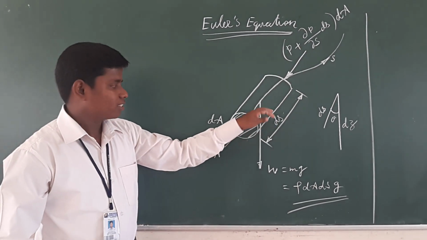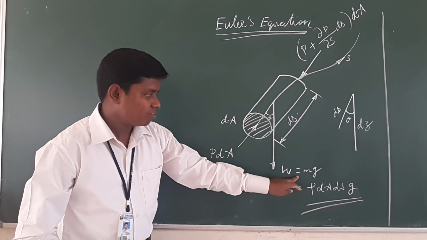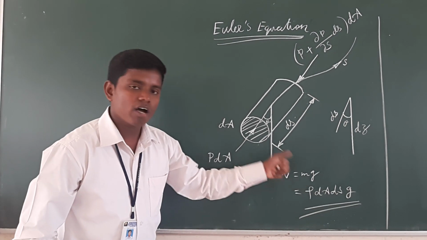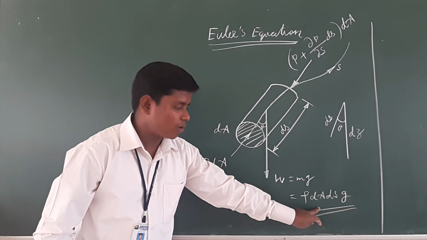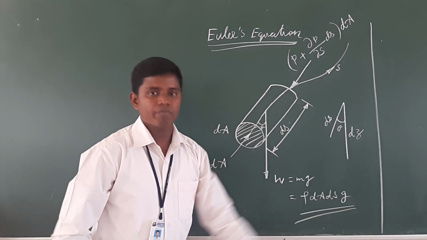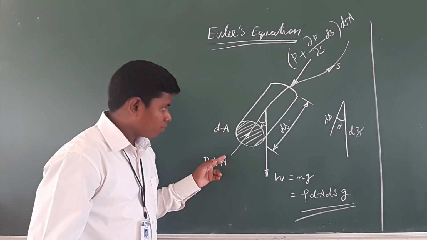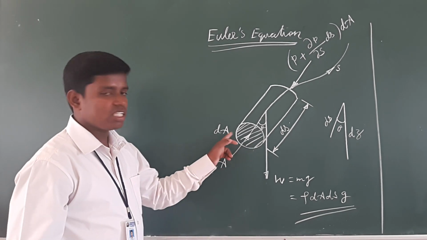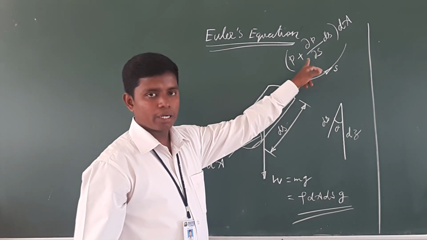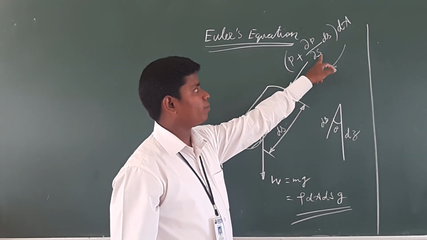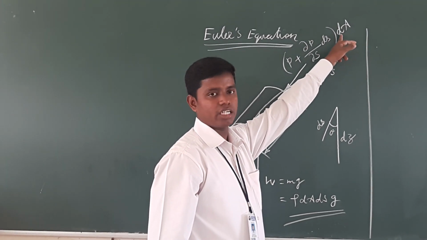On this element, the gravitational force will be acting towards the earth's surface, which is W, which equals mass into gravity. The mass of this cylindrical element can be obtained in terms of density into volume, dA into ds, and gravity. Moving to the forces, the pressure force acting on this element in the direction of flow is P dA. Opposite to the direction of flow, the pressure is P plus the change in pressure, dou P by dou s into the elemental distance ds, times dA.